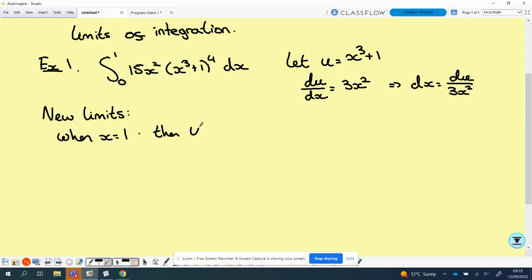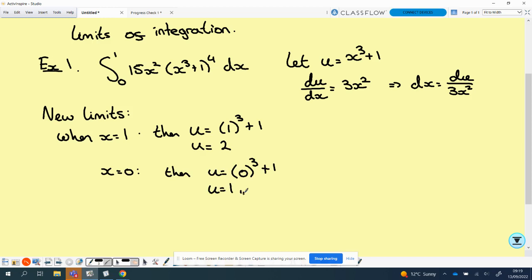Then u is going to equal, so we're going to substitute that into our u function, okay? We're going to substitute what x is into the u function to get what u would be. So that would be 1 cubed plus 1, which becomes 2. Okay, so our first limit is going to be 2 for u. And then same, when x equals 0, that's our second limit. Then u is going to equal 0 cubed plus 1. Therefore u equals 1. So our new limits are going to be 2 and 1. Okay, that will save us changing the function back out at the end. Okay, we can just use those limits for u.